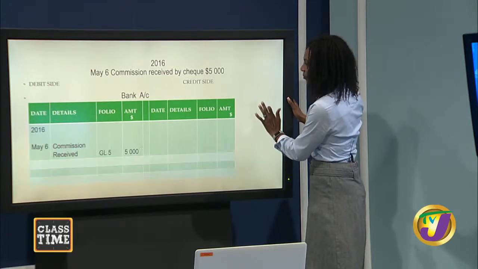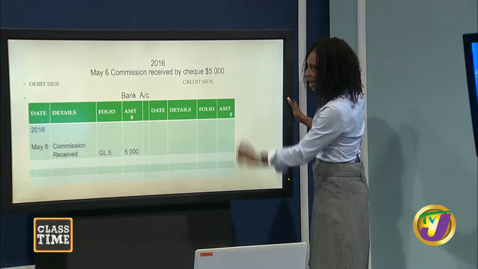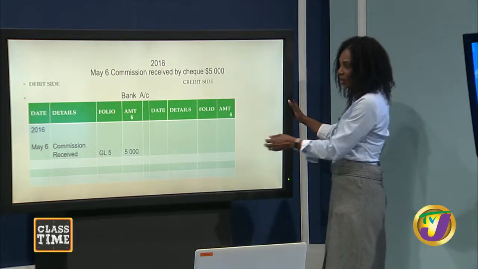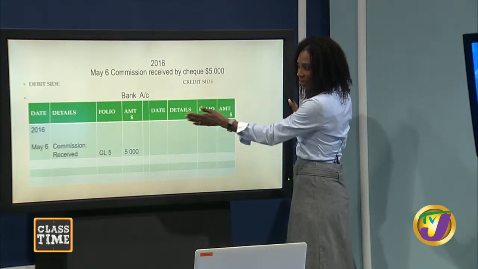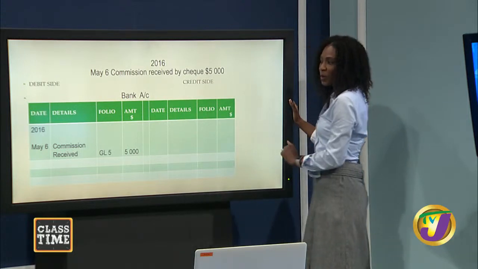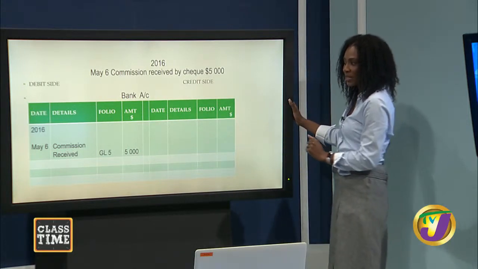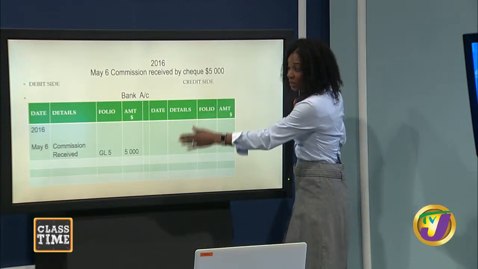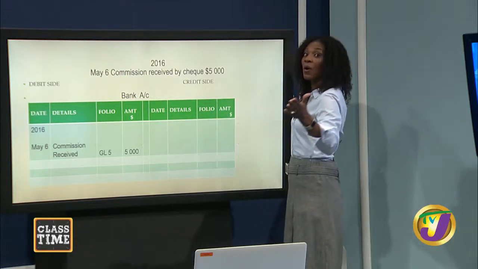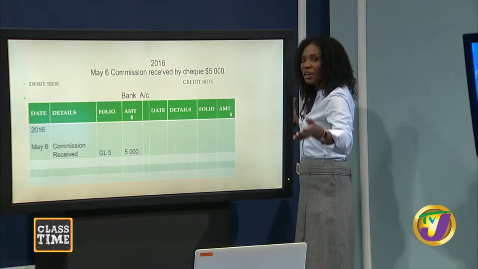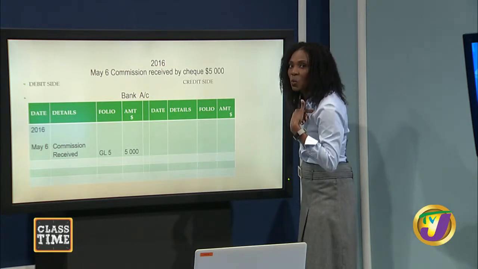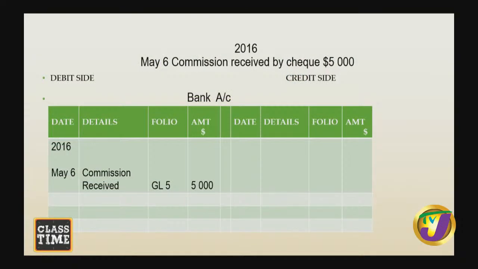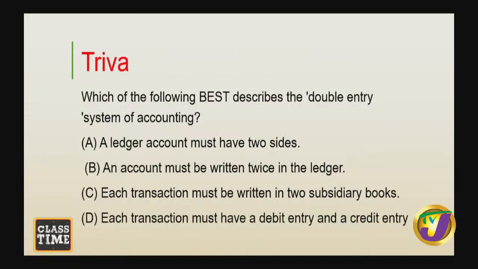All right. Now, the other half of the transaction would be entered in the bank account on the debit side. The amount would be $5,000. May 6, of course, would be the details. In the folio, you notice I have GL, which stands for what, Monica? General Ledger. Telling us what? Telling us what, Jenny? That the commission received account is found in the general ledger on page what? 5. And again, guess what happened? I made up the page number.